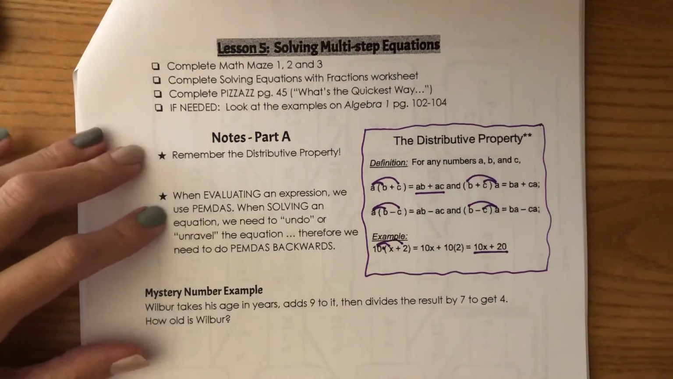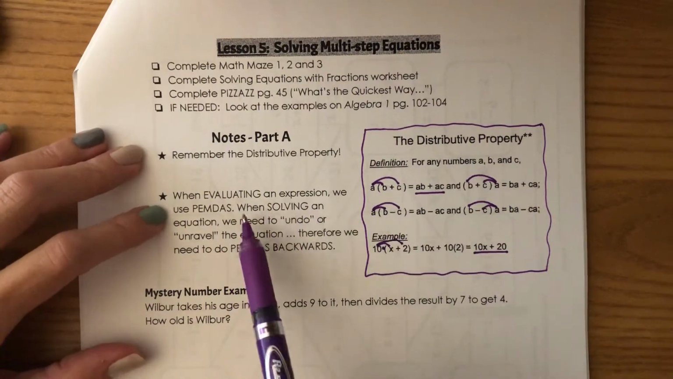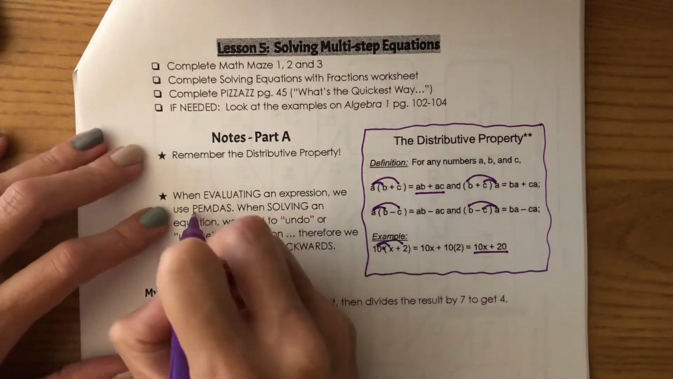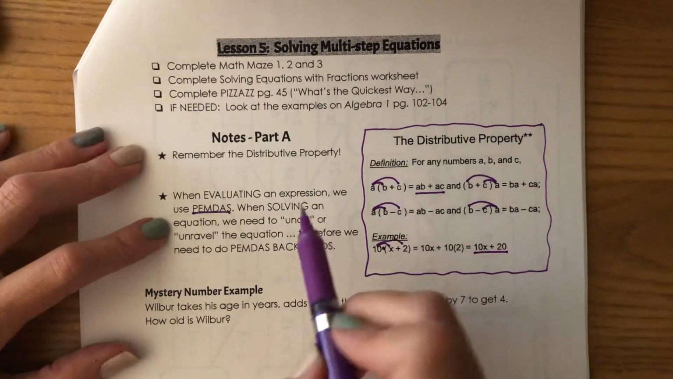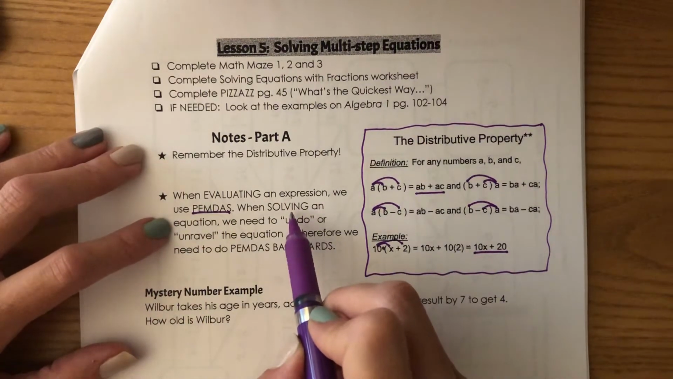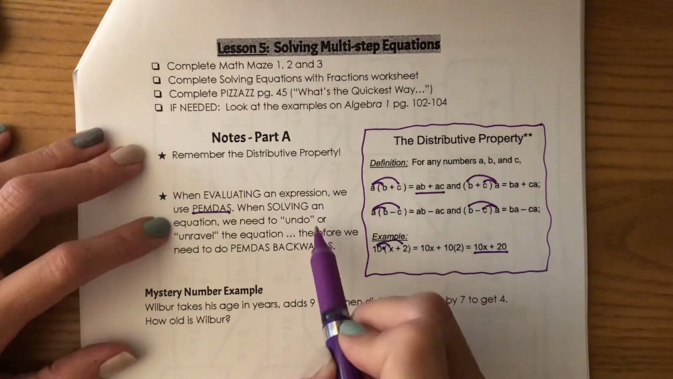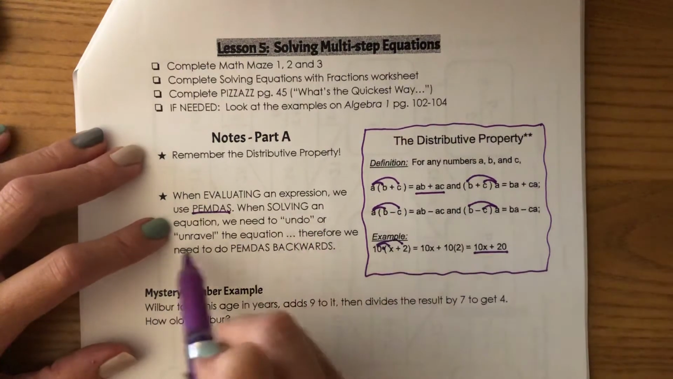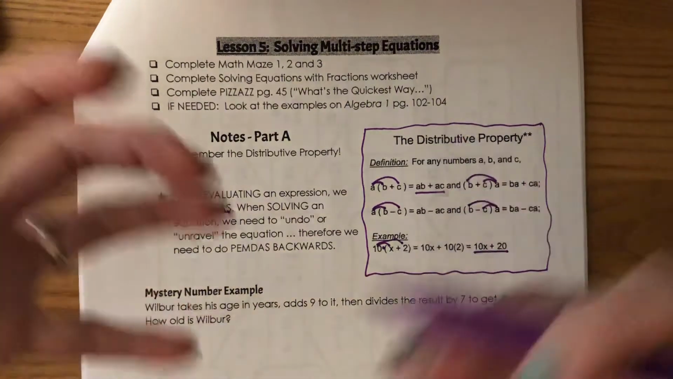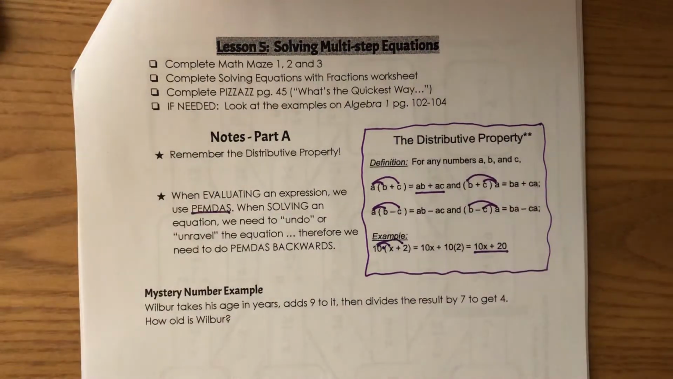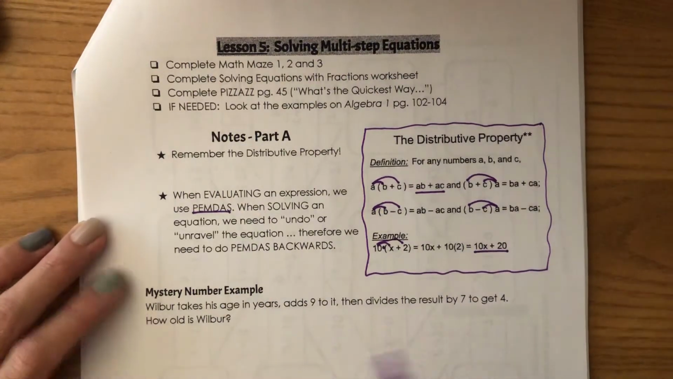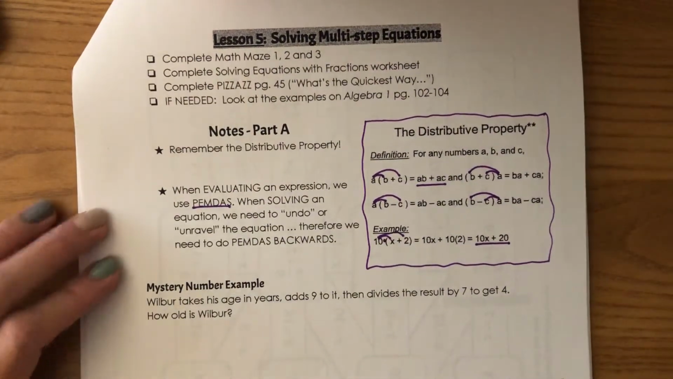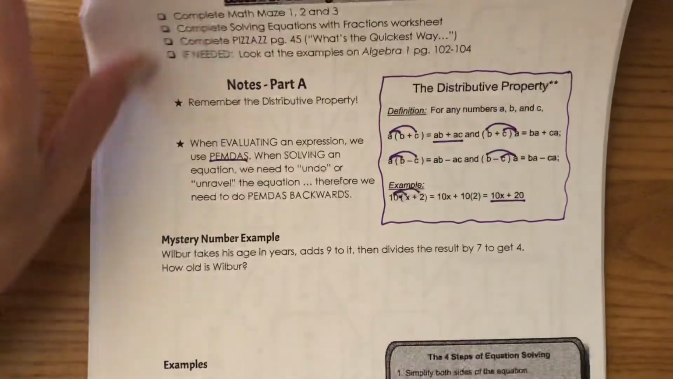Another note to remind us: when evaluating an expression, we are using PEMDAS. Remember PEMDAS, please excuse my dear Aunt Sally. When you are solving an equation, we are actually going to undo or unravel our equation. We're going to do PEMDAS backwards. So we're going to do an example where you can see how we set up this equation and then how we undo it.